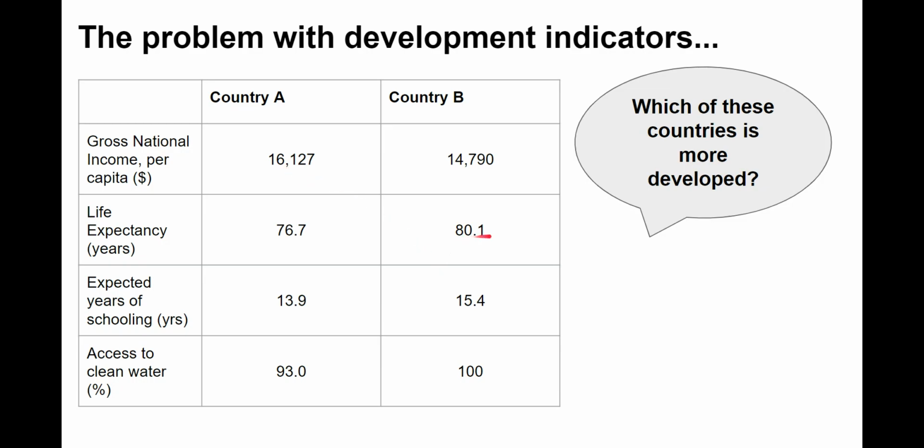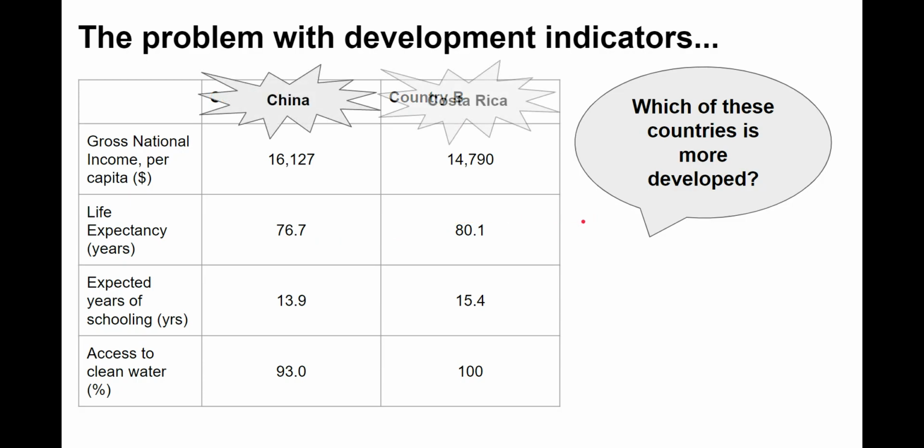However, if we have a look at the other statistics, the social development indicators, we might be led in another direction. For example, the life expectancy in B is 80.1 years compared to only 76.7 in A. So this shows us the exact reason why it's really difficult to just use one development indicator on its own.